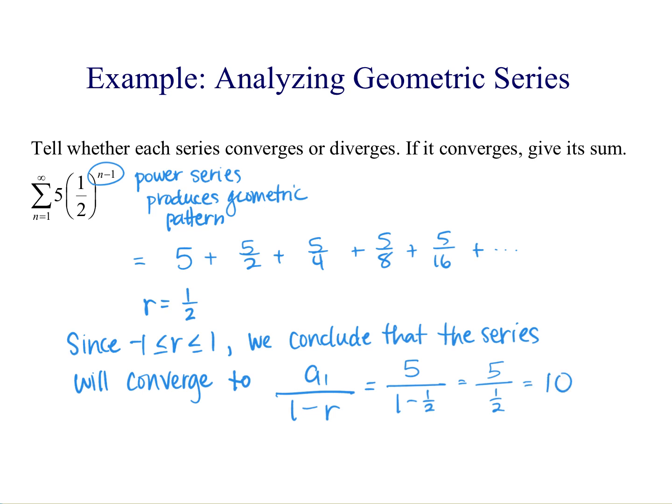So that means that this series, as a sum, if you add up all the terms, will get up to 10 and will never cross 10. It will never be more than 10. We're approaching 10. That is true because the r factor was between -1 and 1.